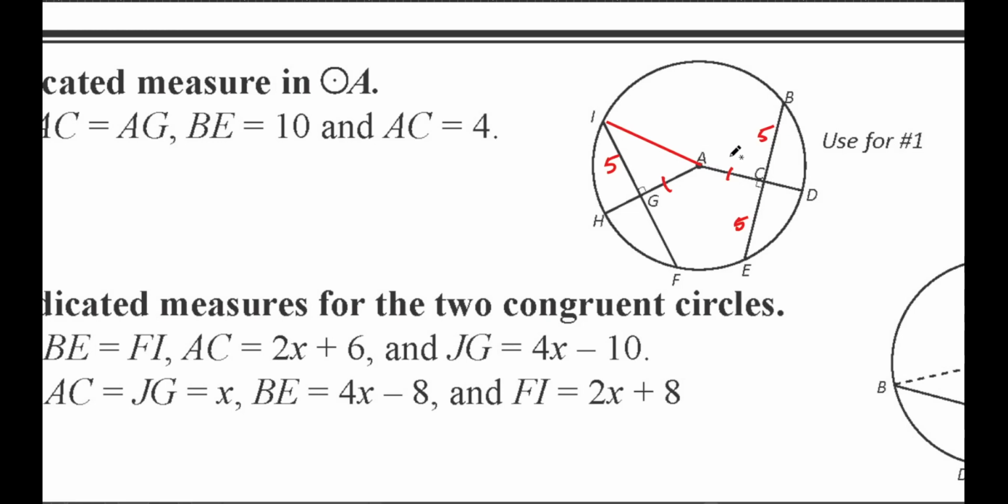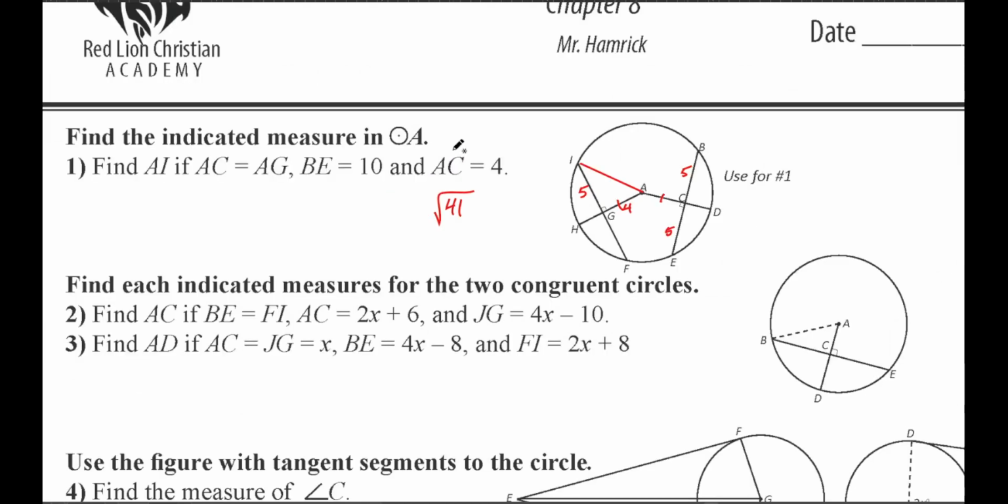AC is 4, so they tell you that this little bit is 4, which means AG is also 4 because they're equal to each other. Now, is this a 3, 4, 5 triangle? You have a 4 and a 5, and it's a right triangle, but it's not. Why not? Because the hypotenuse is not 5, right? So what are you going to have to use? The Pythagorean theorem. That's right. It comes out to the square root of 41. That's AI right there. If you do the Pythagorean theorem, that's really all there is to that problem.